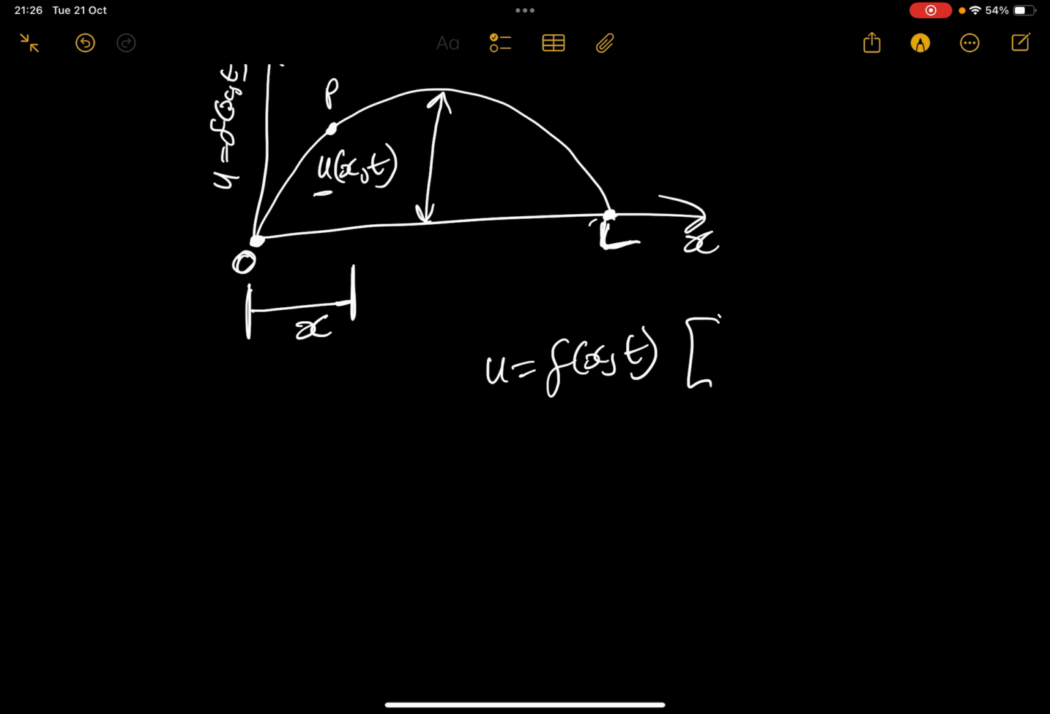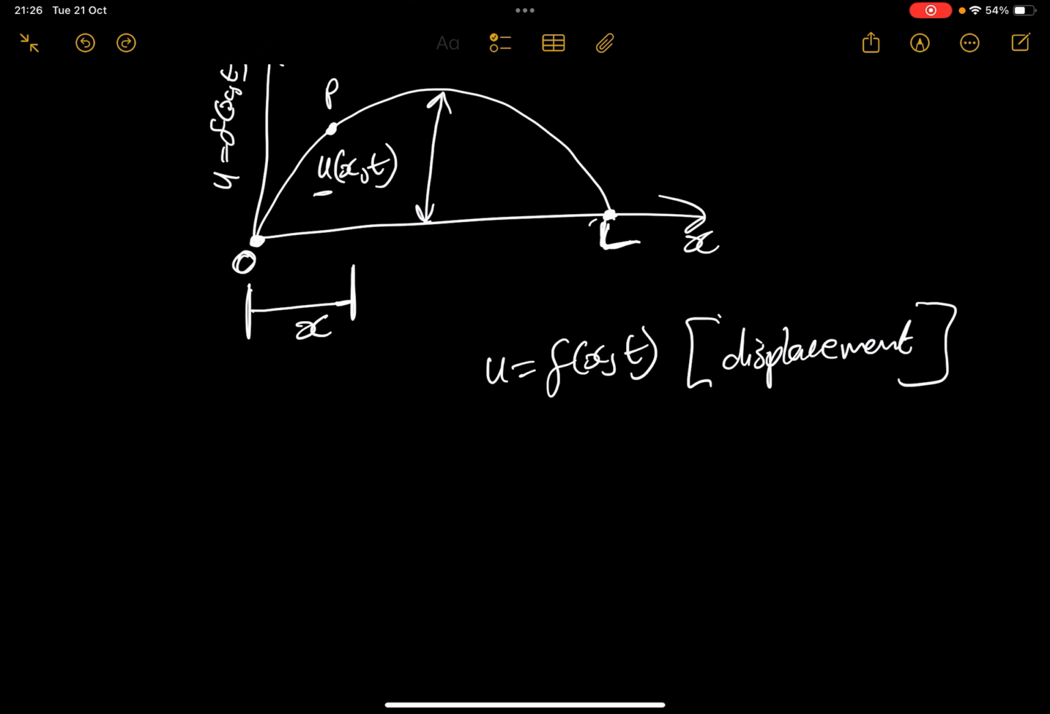This is the displacement of the string being displaced. It's just like when you're plucking a string. You pull it at this end, and then you let it oscillate.